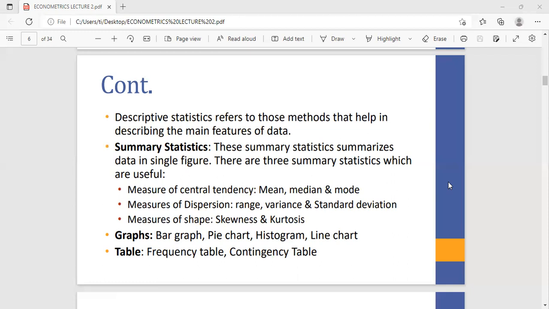Now coming to measures of shape. Now why is this particular summary statistic required?